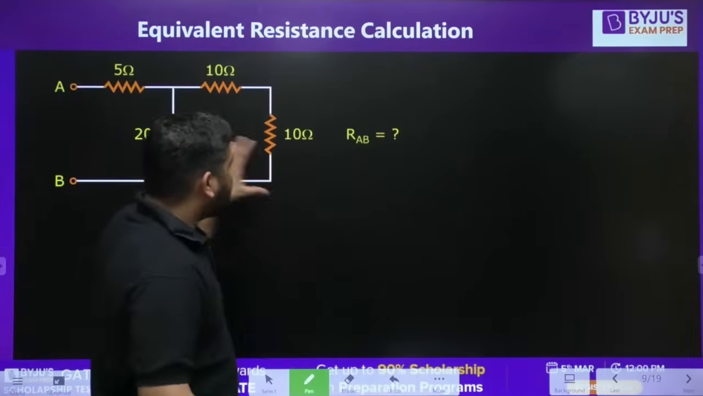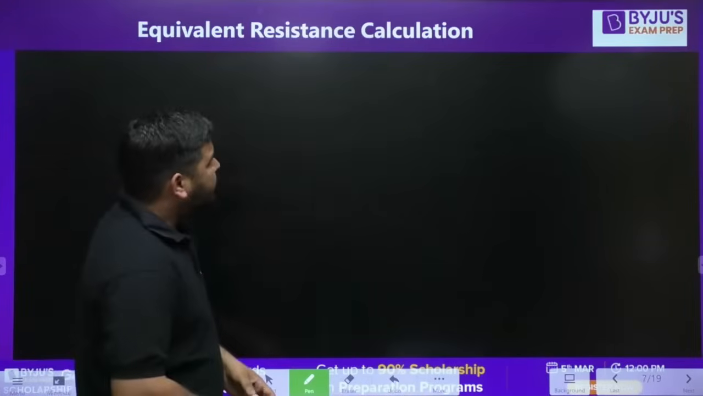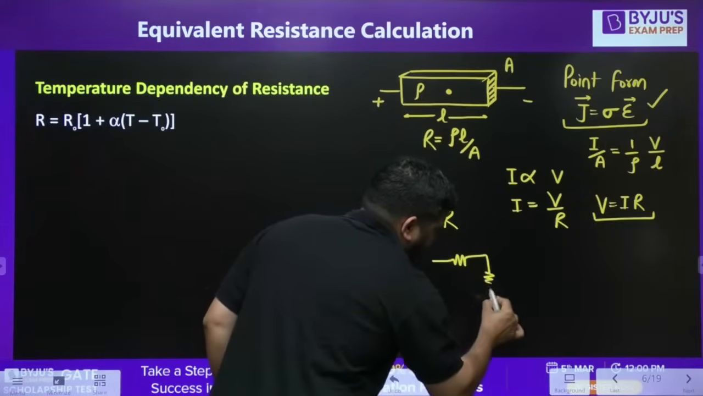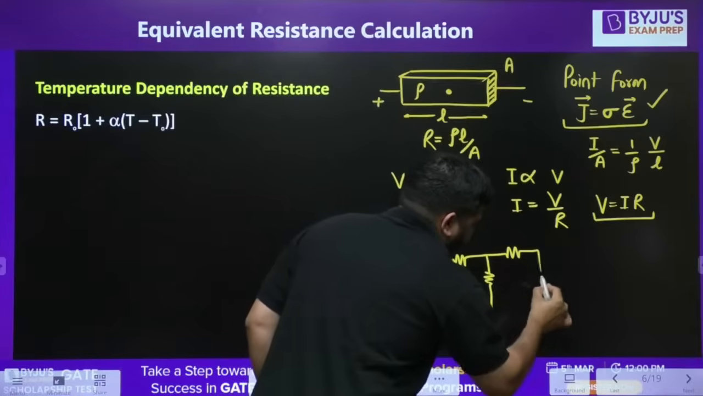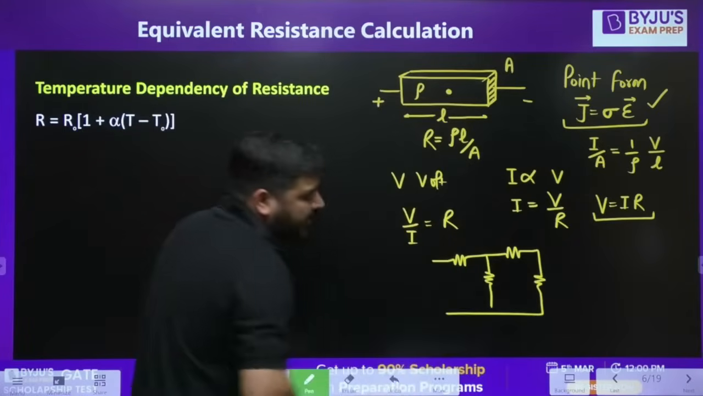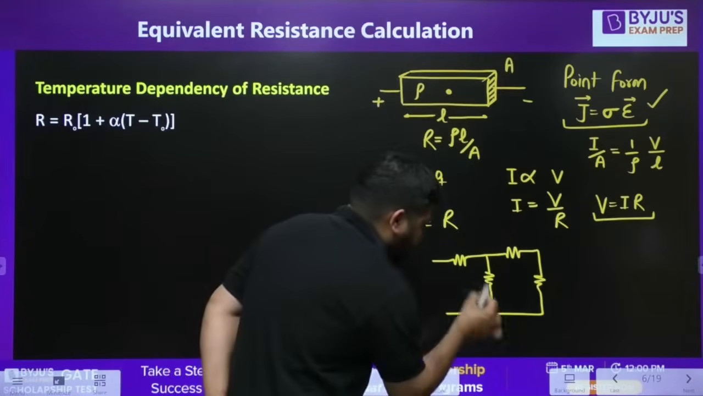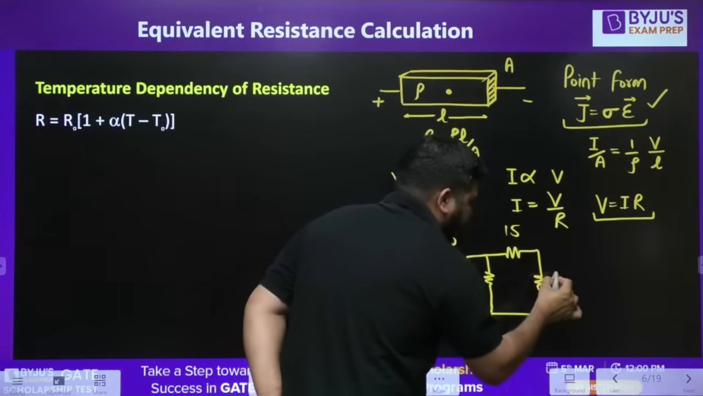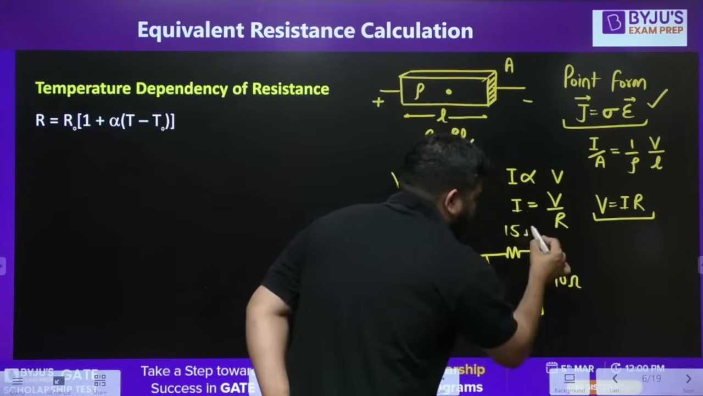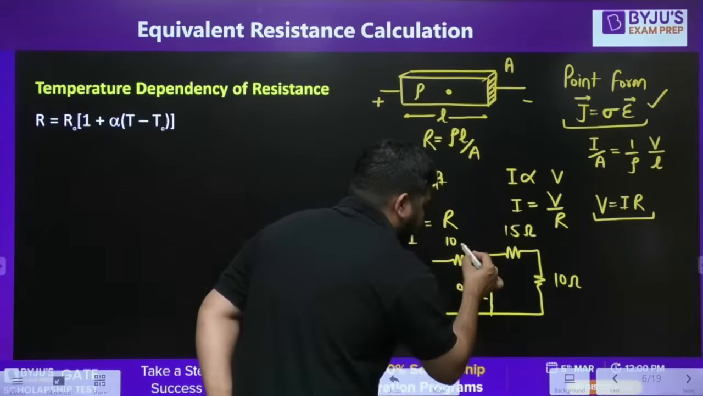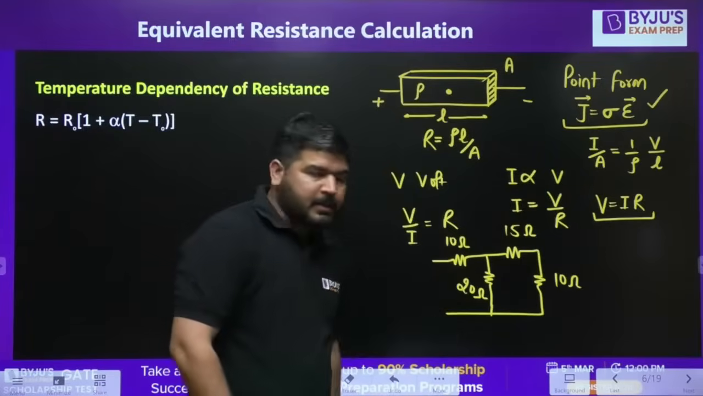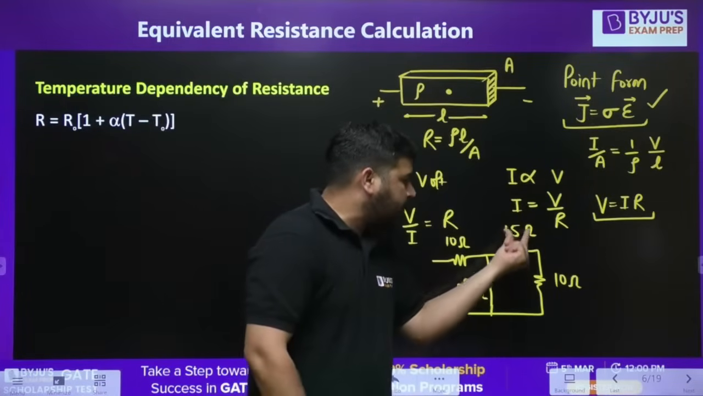If the circuit is working, let's say there is some circuit, and you went to the market and purchased some resistances. Let's say this is 10 ohm, this is 20 ohm, this is 15 ohm, and this is 10 ohm. Now these values are at some particular temperature, let's say room temperature. This is the value of this resistance, this is the value of this resistance, and this is the value of this.